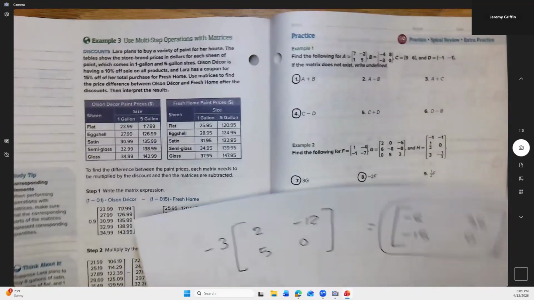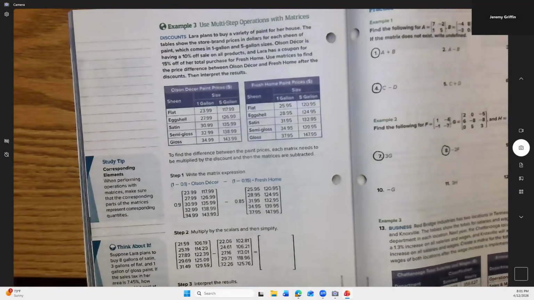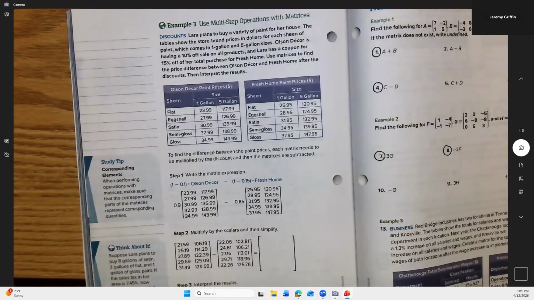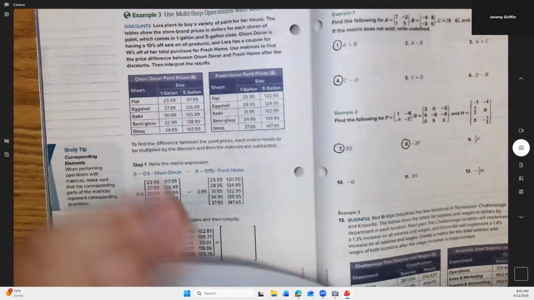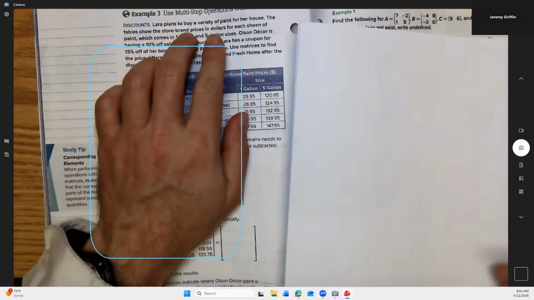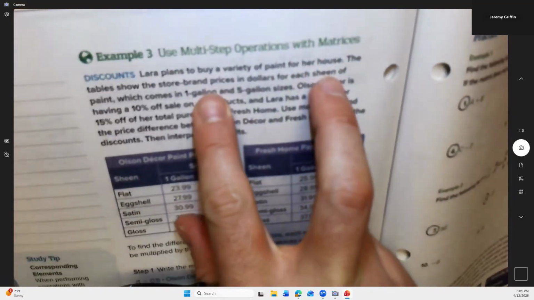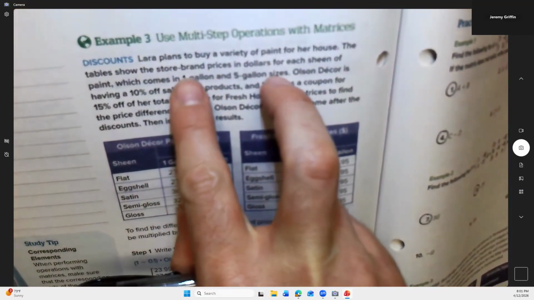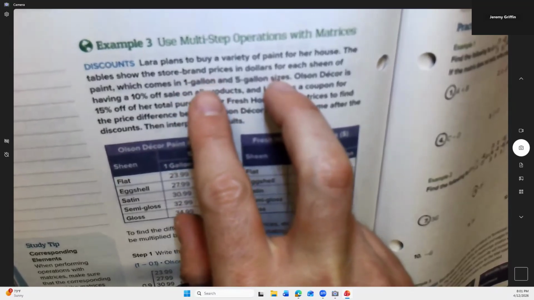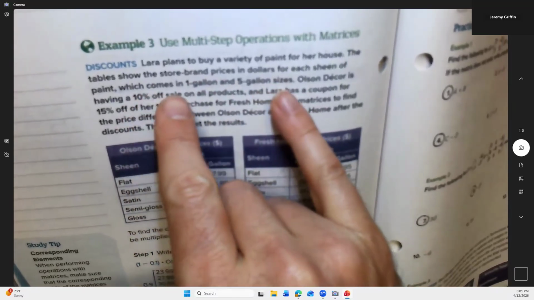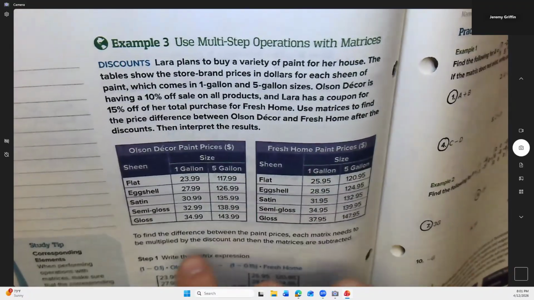All right, multi-step operations with matrices. It looks like we're going to get a nice story example here. Laura plans to buy a variety of paint for her house. The tables show the store brand prices in dollars for each sheen of paint, which comes in 1 gallon and 5 gallon sizes.